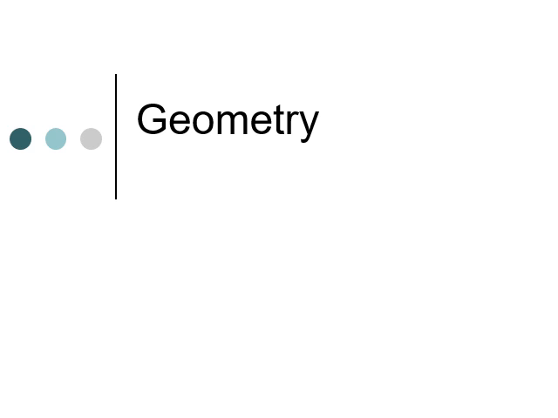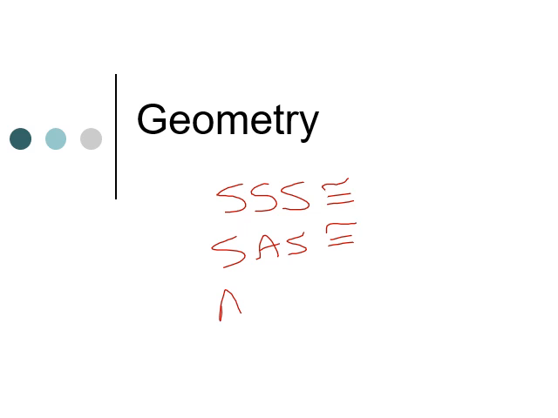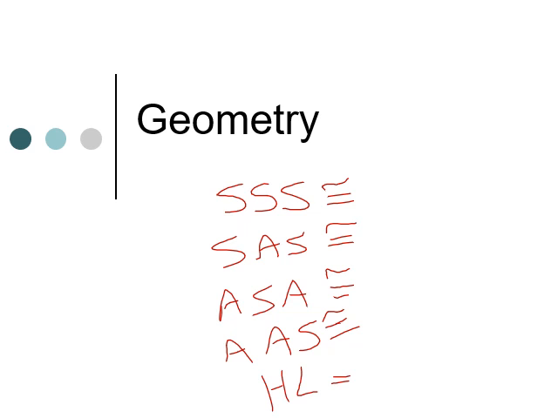Welcome. In this lesson, we are going to learn about the fifth shortcut, hypotenuse-leg, for proving triangles congruent. We know we have side-side-side congruence. We have side-angle-side congruence. We have angle-side-angle congruence. We have angle-angle-side congruence. And we're going to learn about HL congruence.